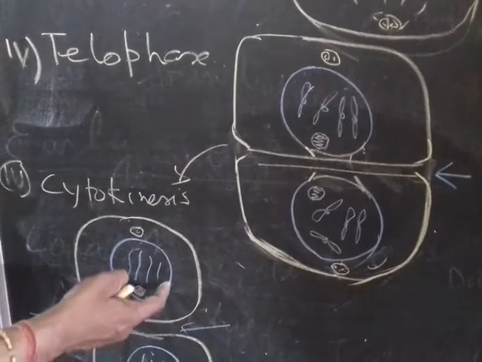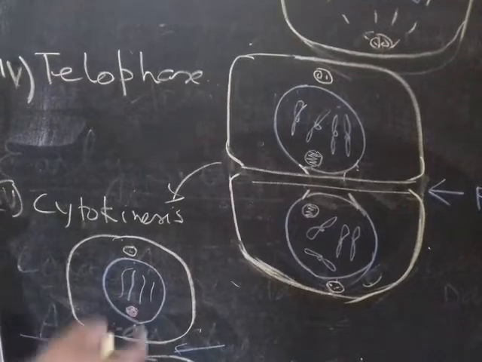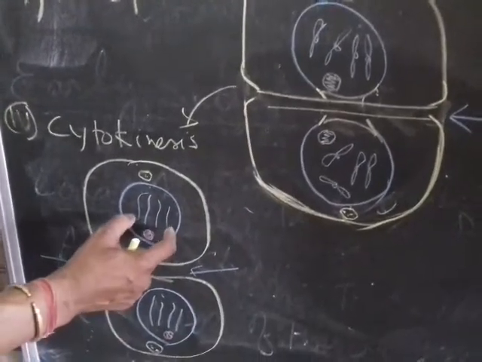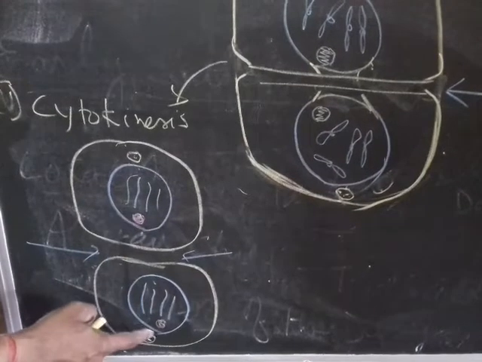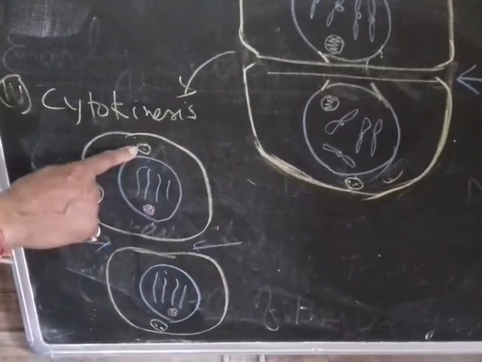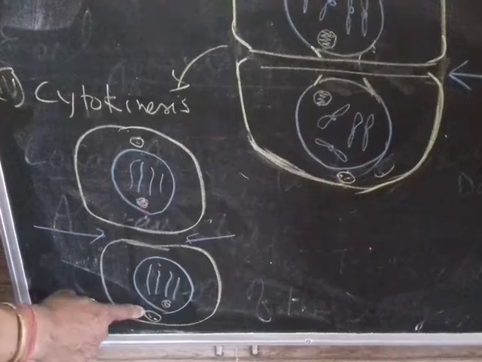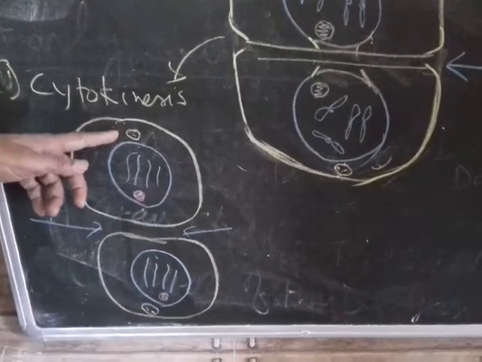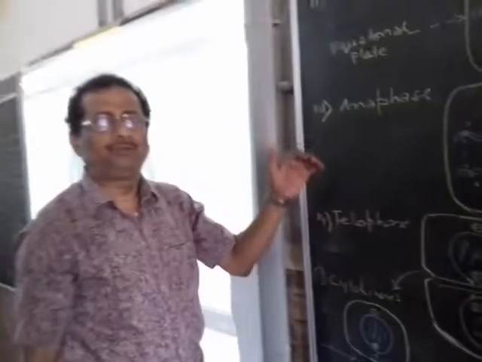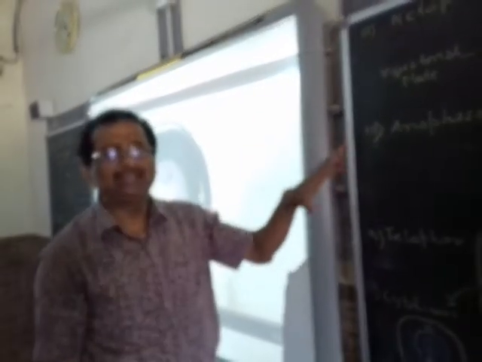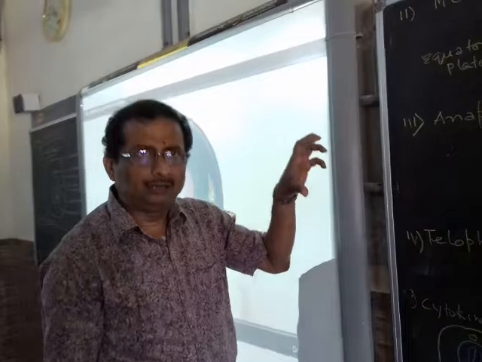You can see here the nuclear membrane in the new cells has already reappeared. The chromosomes are now more prominent. You can see the nucleolus reappeared, and each of the centrioles has divided into two centrioles, forming the two centrosomes of the two new cells. Now these are the phenomena or the parts of the cell division that take place in an animal cell.